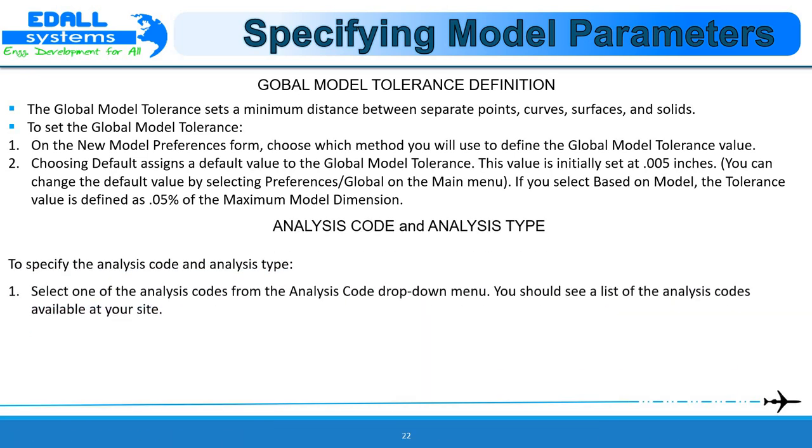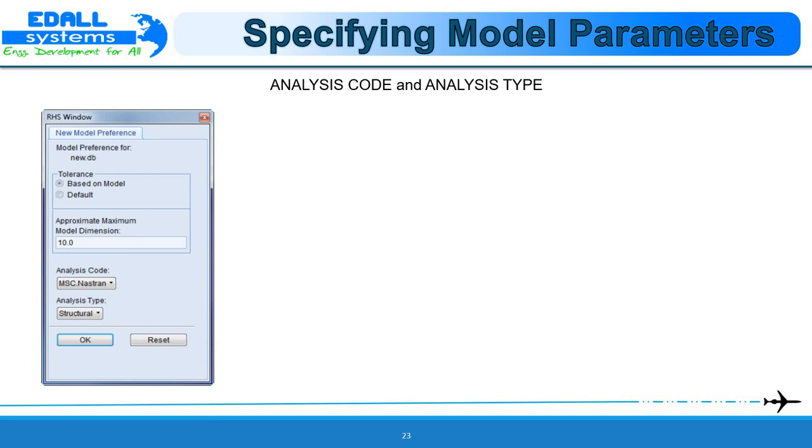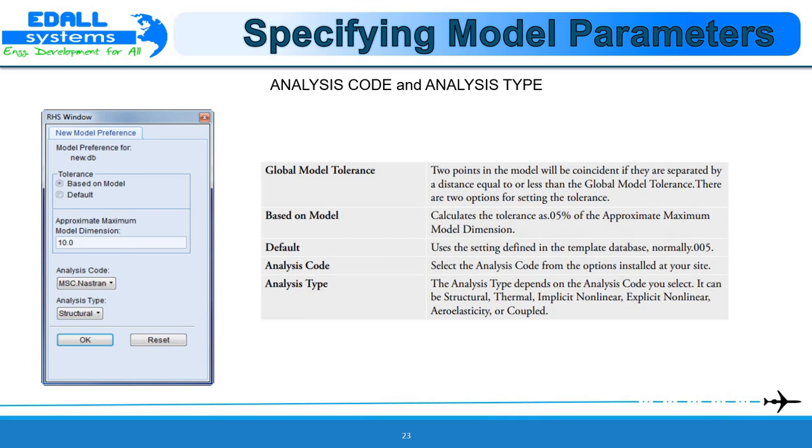Analysis code and analysis type. The new model preferences form automatically appears when you complete the new database form. If you do not see this form on your screen, check on the new database form to make sure that the Modify Preferences toggle button is set to on. To specify the analysis code and analysis type, follow the steps on the screen. Analysis code and analysis type forms and global model tolerance are based on model default, analysis code, and analysis type.